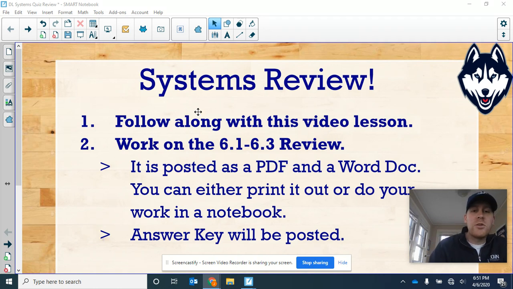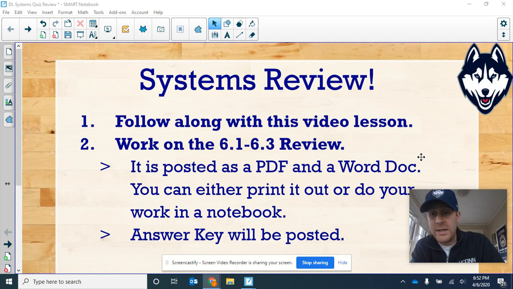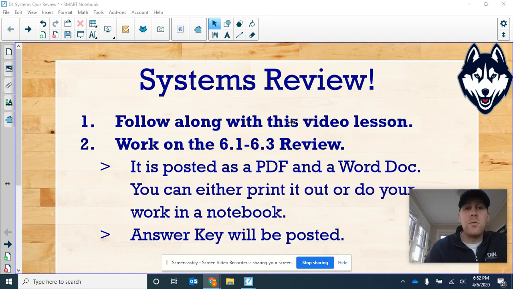The second thing I want you to do is there is a review worksheet posted on the P-Learning page. Now I understand not many of you probably have printers, and that's okay. But if you do, I posted it as both a PDF and a Word doc. It's the same thing both times. If you have a printer, feel free to print it out and do the work right on there. If you don't, you can absolutely do the work in a notebook. And then the answer key will be posted as well, so if you do get stuck, you can reference back to that if you need to.